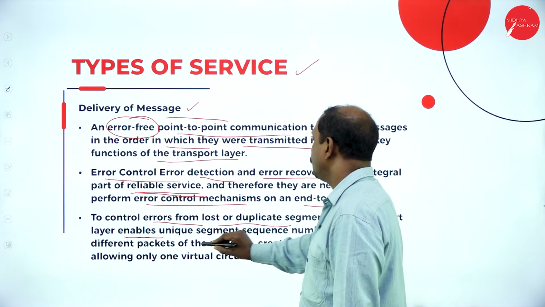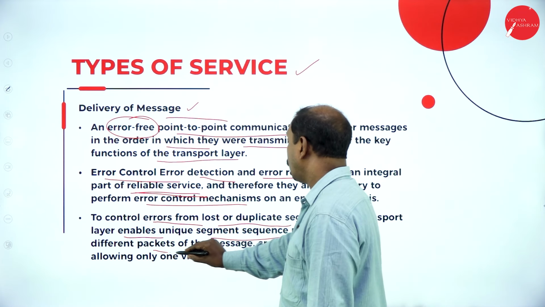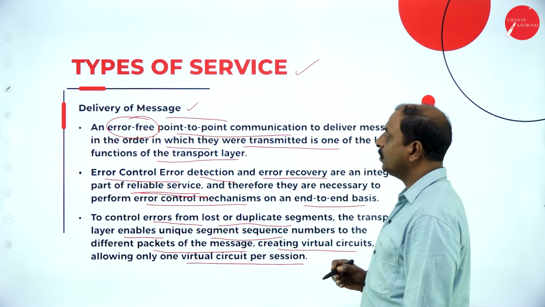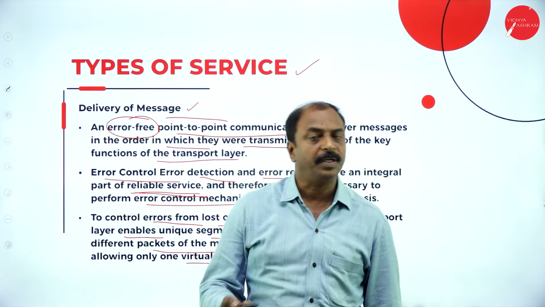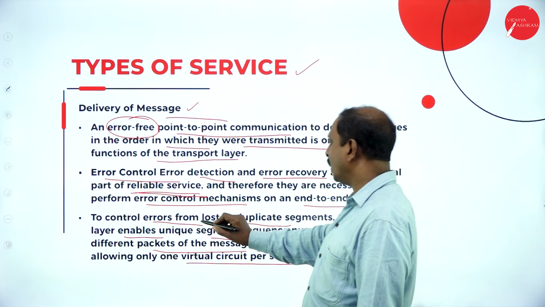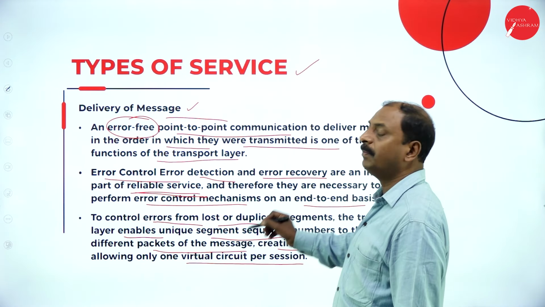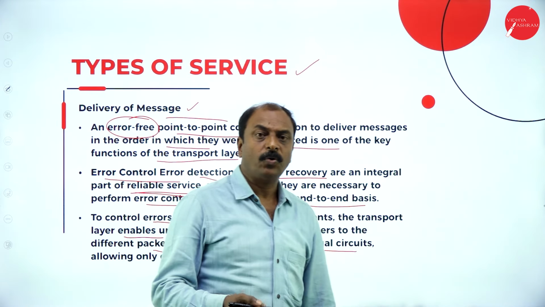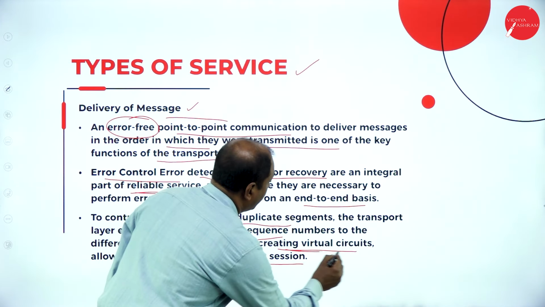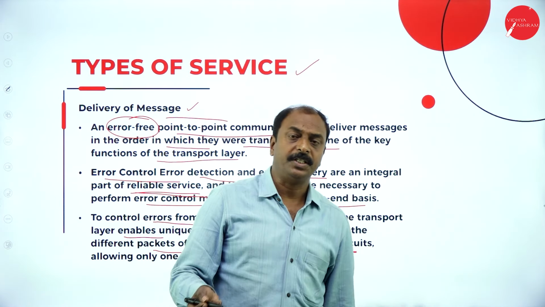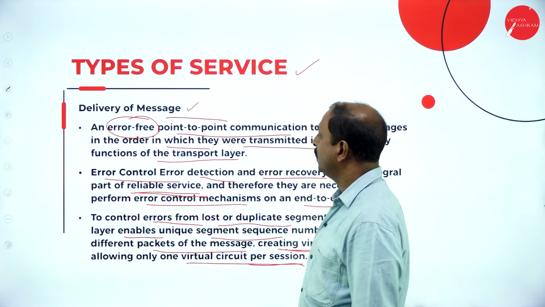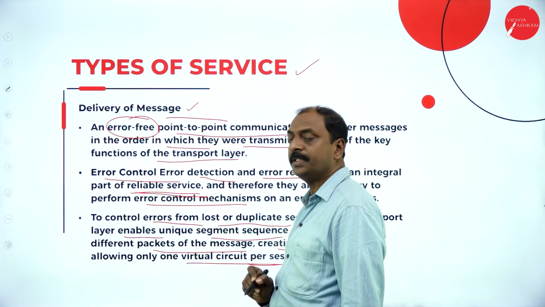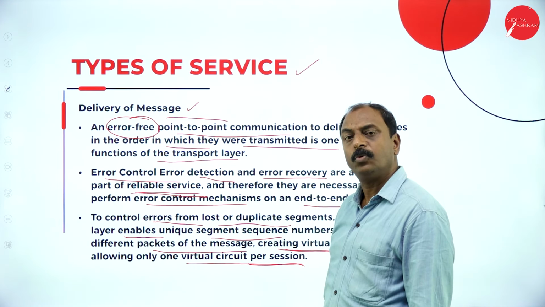Next is to control errors from lost or duplicate segments. The transport layer assigns a unique segment sequence number to the different packets of the messages, creating a virtual circuit, allowing only one virtual circuit per session. In order to maintain error control, detection and recovery, any data lost or duplicated during transmission can be avoided by giving a sequence number to all the packets sent from the host to the destination. It creates a virtual circuit between the host and destination for one particular session. This is how error control, detection and recovery can be maintained, and this is another responsibility of the transport layer in the OSI reference model.